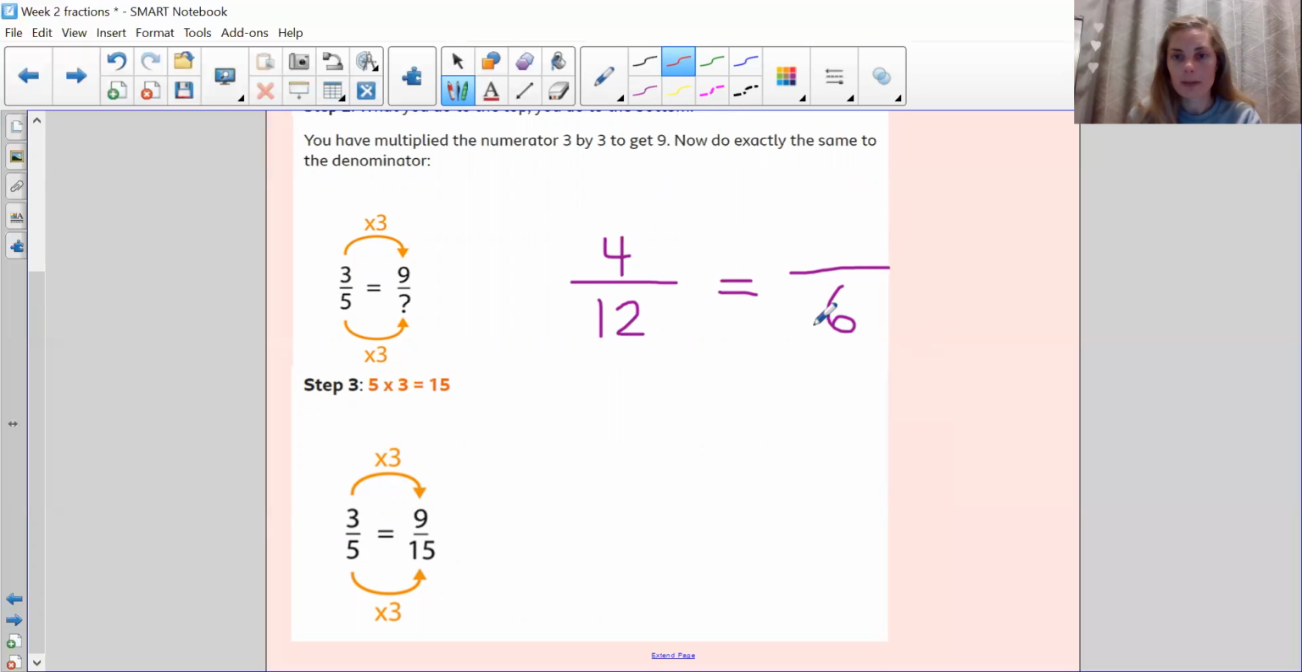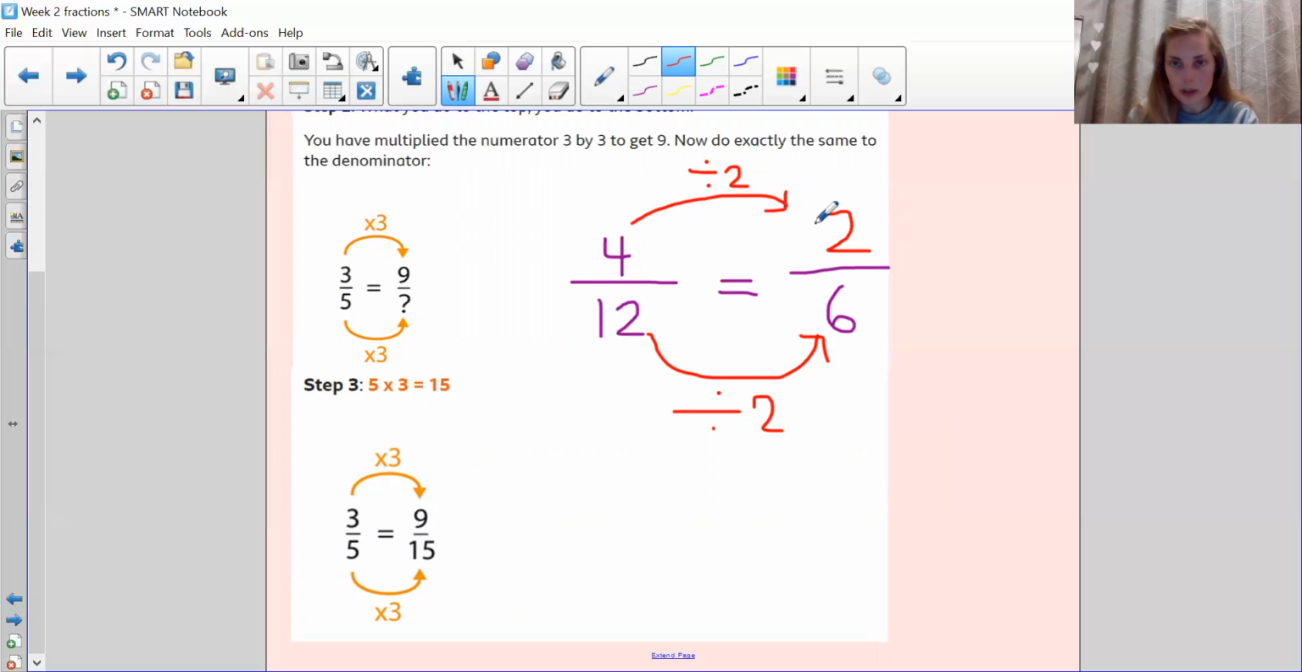They've given me information here. So what have I done to the 12 to get 6? I would like to see these arrows in your book or on your piece of paper. I've said 12 divided by 2 is going to give me 6. And again, I want to see you draw the arrow and say divide by 2, and that is going to give me 2. 4 divided by 2 is 2.